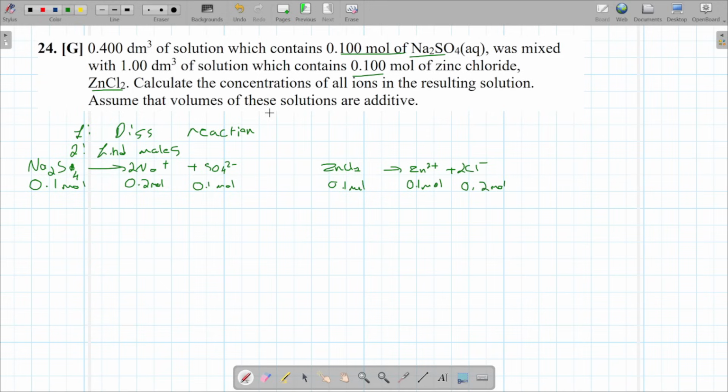How do we find the concentration? Concentration is C equals n over V total. Remember, it's V total. In this case, V total is 1.4 dm cube, because I just added the volumes of both solutions, 0.4 and 1 dm cube. So let's start with the concentration of Na plus. It equals the moles of Na plus, which is 0.2, divided by 1.4.